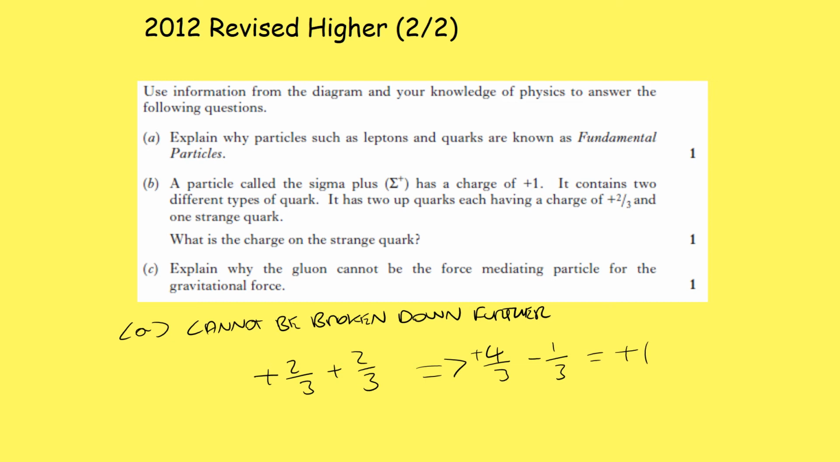Explain why the gluon cannot be the force-mediating particle for the gravitational force. Well, the main reason for that is due to its range. The range of the gluon is very, very small. So we can say that the gluon range is too short. You could also argue that the gluon strength is too high.